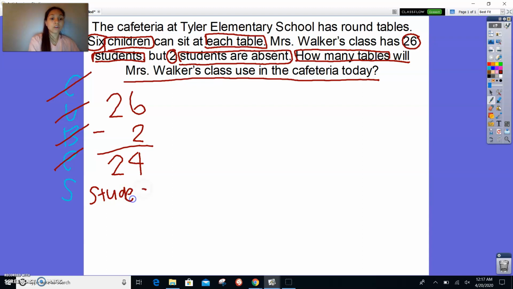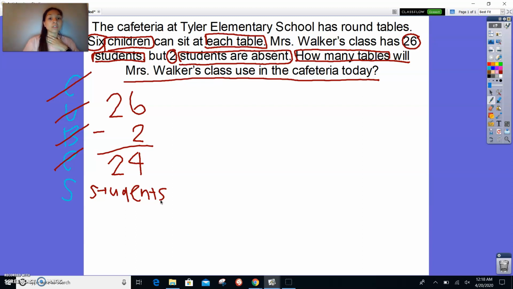So I'm just going to write that here. I spelled that wrong. Hang on. I'm trying to do this and my brain isn't working. Sorry, friends. Let's try that again. S-T-U-D-E-N-T-S. Ooh, that is messy. I'm sorry. Okay, so I have 24 students. Now I can go and say, okay, I've got 24 total students. I know that 6 can sit at each table.